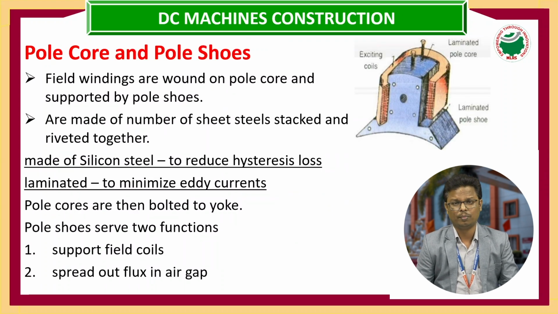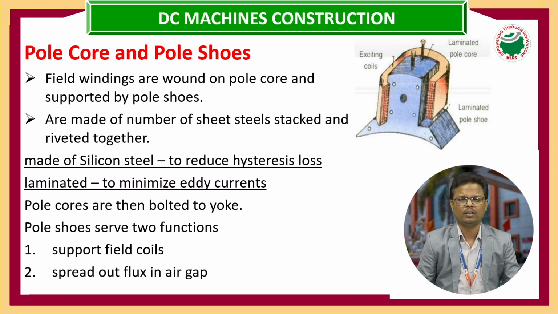And the next one is pole core and the pole shoe. Here the pole core and the pole shoe are made up of steel, and if it is a large machine, the pole core and the pole shoe both will be laminated. Why we are using steel: steel has less reluctance, that is, it has more permeability, and it is laminated to reduce the eddy current losses.